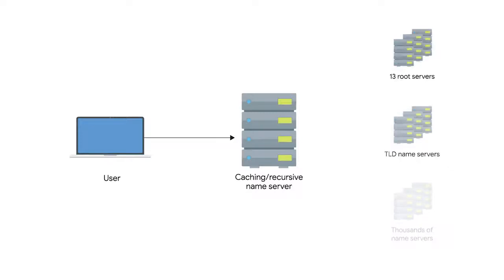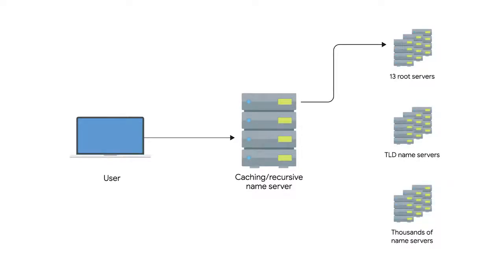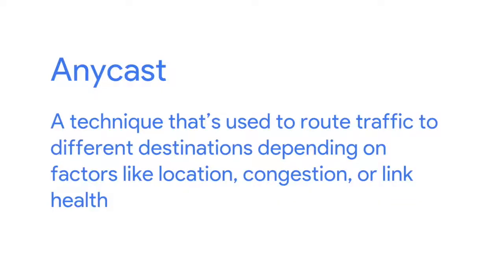The first step is always to contact a root name server. There are 13 total root name servers, and they're responsible for directing queries toward the appropriate TLD name server. In the past, these 13 root servers were distributed to very specific geographic regions, but today, they're mostly distributed across the globe via Anycast. Anycast is a technique that's used to route traffic to different destinations depending on factors like location, congestion, or link health. Using Anycast, a computer can send a datagram to a specific IP, but could see it routed to one of many different actual destinations depending on a few factors.